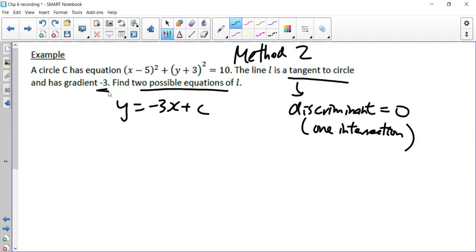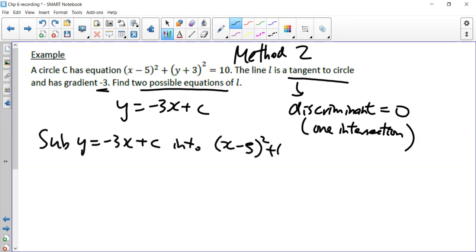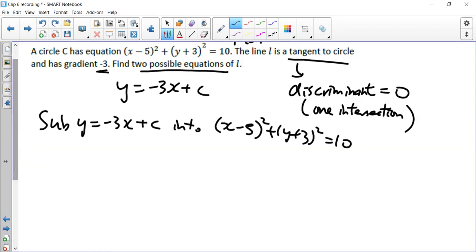So what we can do is substitute y equals minus 3x plus c into (x minus 5) squared plus (y plus 3) squared equals 10. That's really simple, we can jump into it straight away. The devil is in the details. So let's try expanding the brackets. If you want to use this method, it's quicker in your brain, easier to do, fewer things to take care of. But the algebra will require more attention.